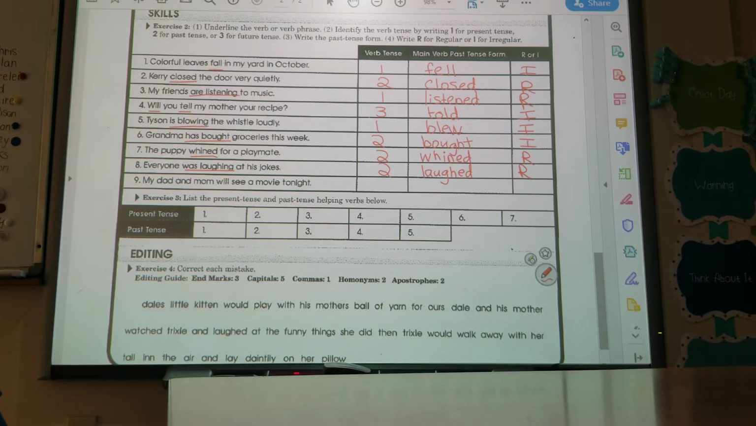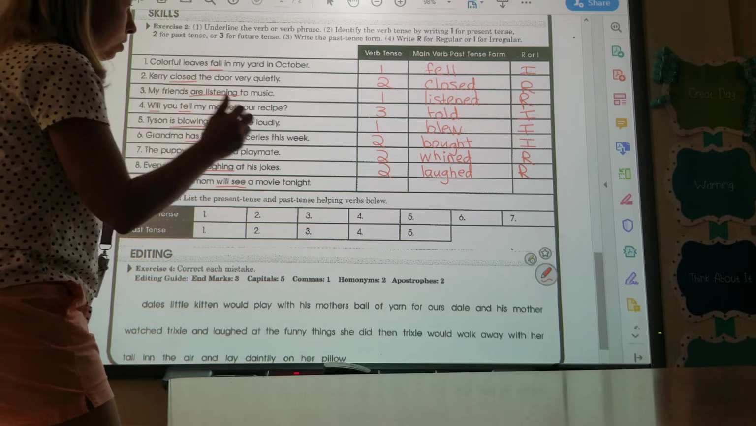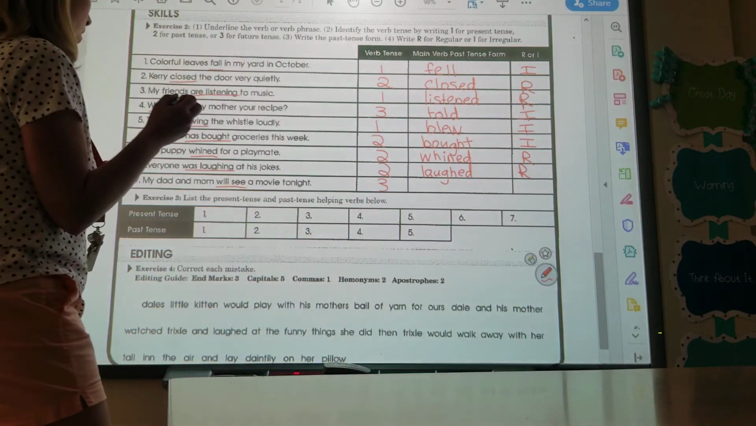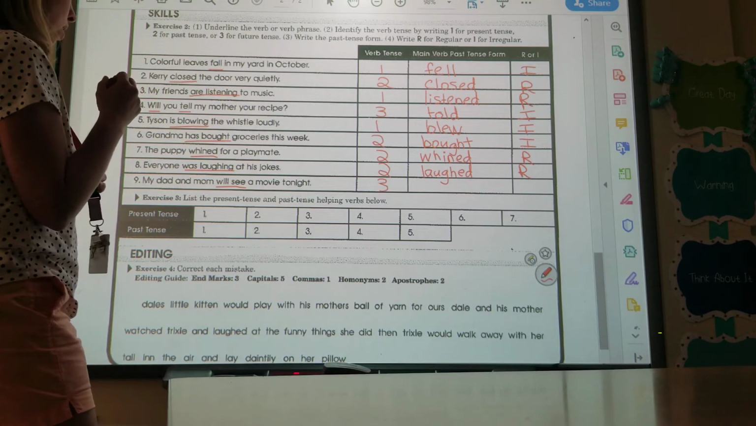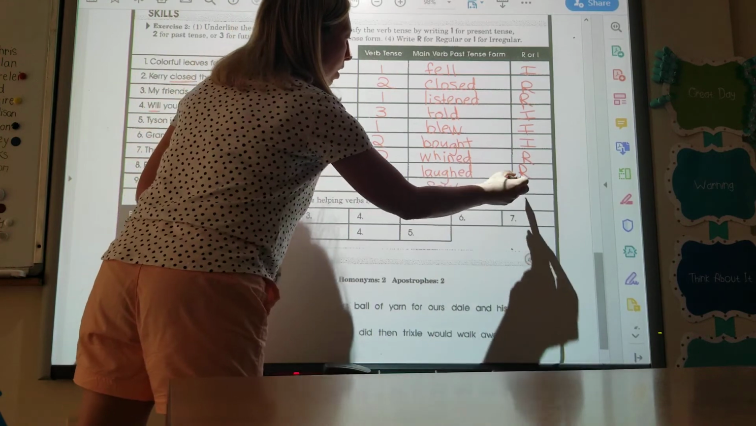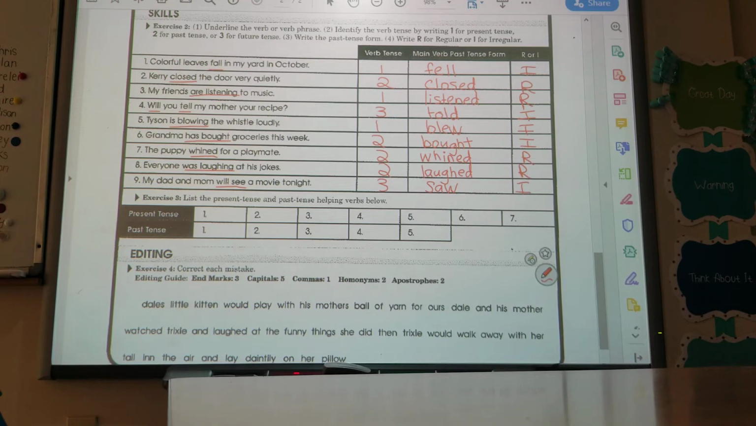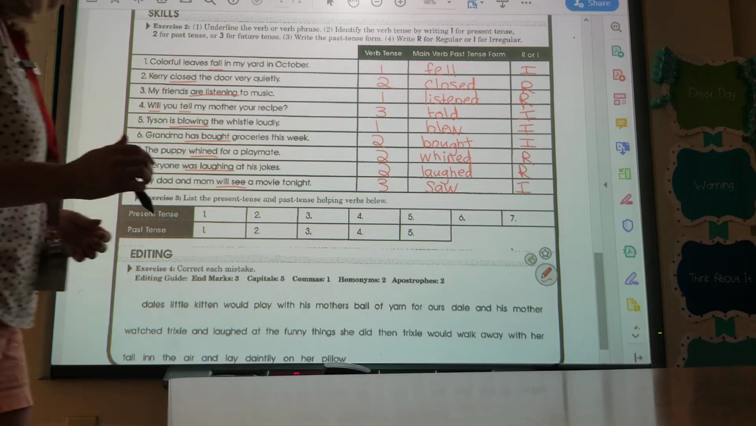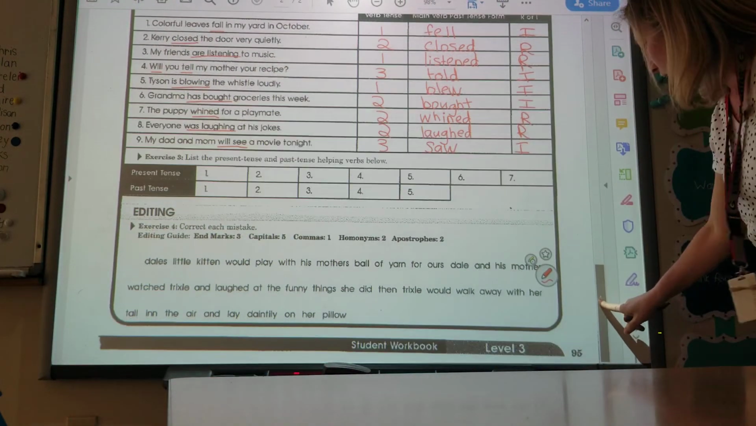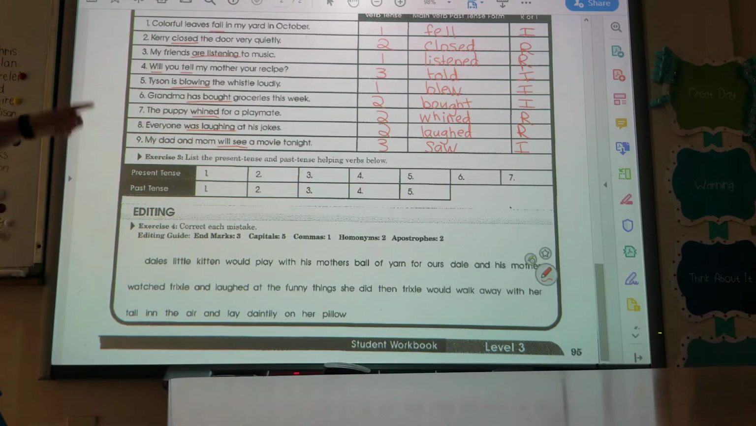All right, my dad and mom will see a movie tonight. So will see is the future tense. So we want to put a 3. And then the past tense of that is saw. And that's going to be irregular. All right, so we don't need to list the present tense and past tense helping verbs. We're just going to skip over that part. It's not as important to me as the editing and the verb tenses and the classifying.